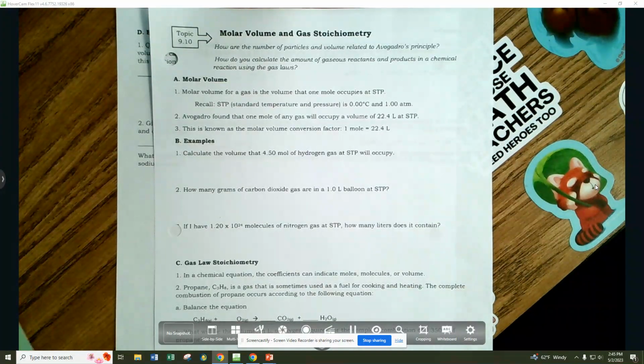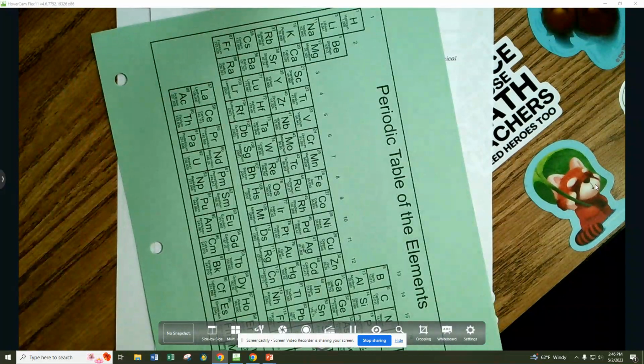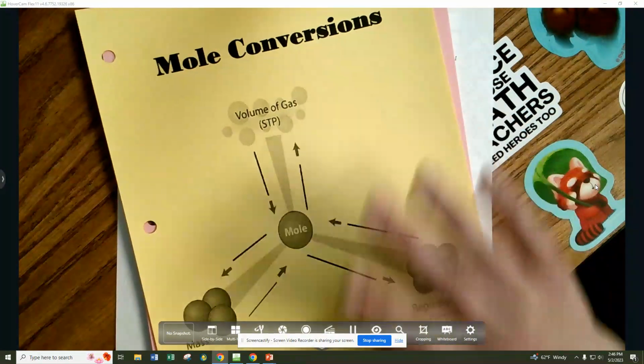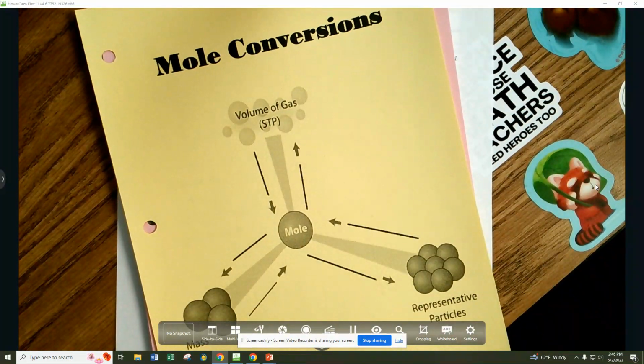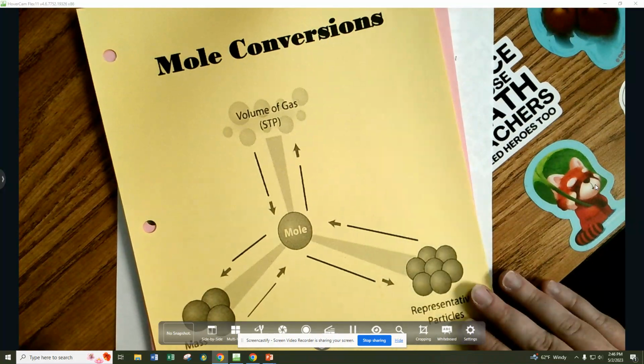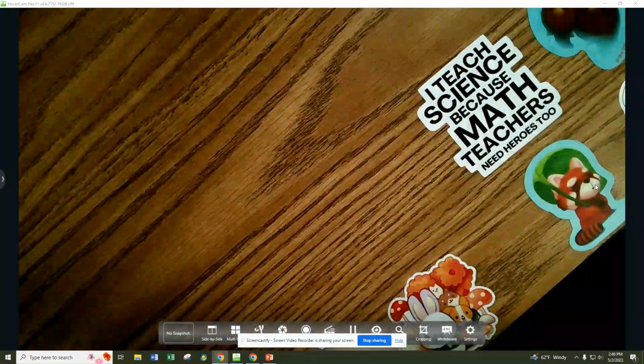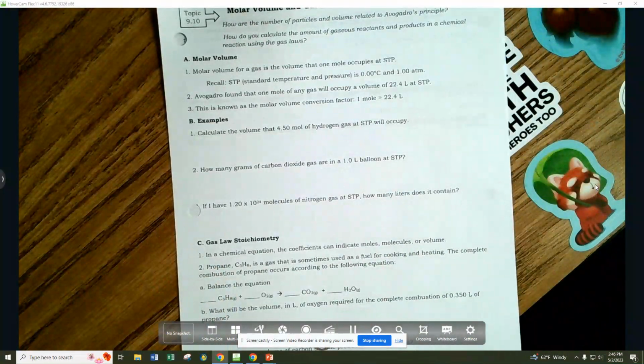So a couple of things that you will find useful. Periodic table will be good. Your formula sheet will be useful as well. And you may also want to find your mole map from our last unit because we have most of the information filled in, but we have a little bit to add in. So what we're looking at here is applying a new constant called molar volume.